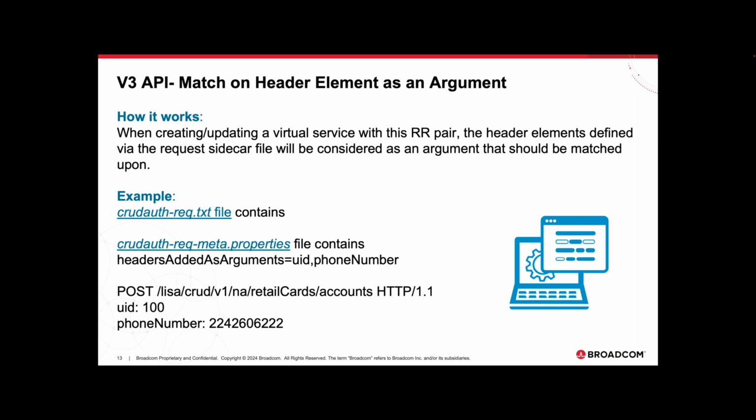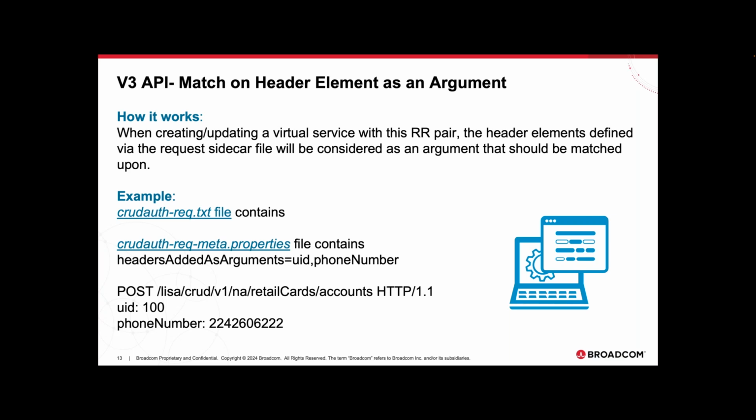Now, we have also added a capability to be able to match on a header element as an argument, similar to that RDM I described. In this example, I've shown you how you would update the sidecars. You are able to specify that headers are added as arguments, and you can identify any of the headers. If there's more than one you want to match on, you can identify them with a comma in between. And this is really helpful. In both scenarios, I have something where I am passing something in the header, and based on what is passed, I want to have a different response. And this allows that flexibility.